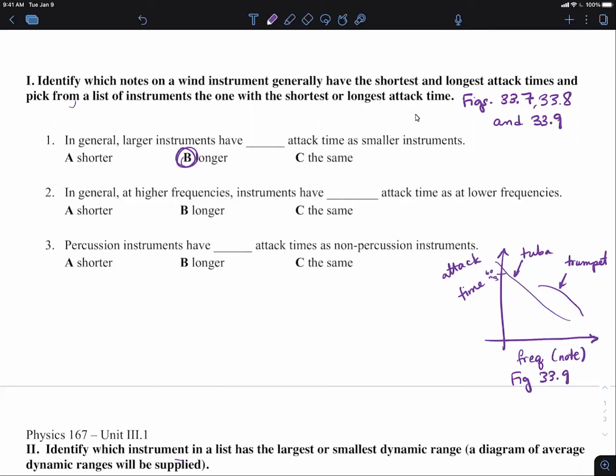And generally, higher frequencies will have a shorter attack time, because they correspond typically with shorter lengths of tubing and faster airflow. The percussion instruments will typically have an extremely short attack time, so shorter than non-percussive instruments.